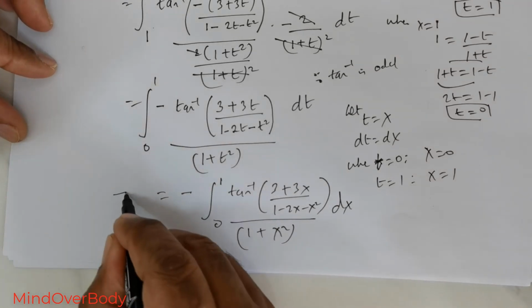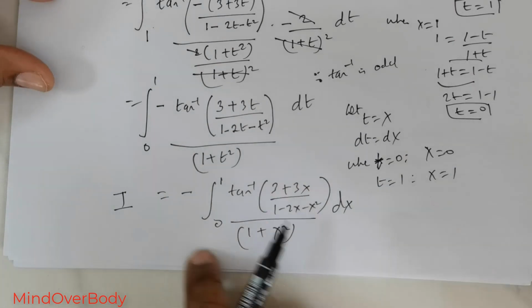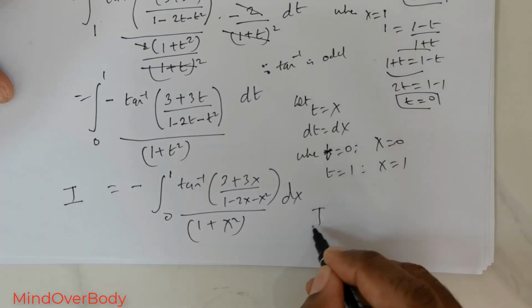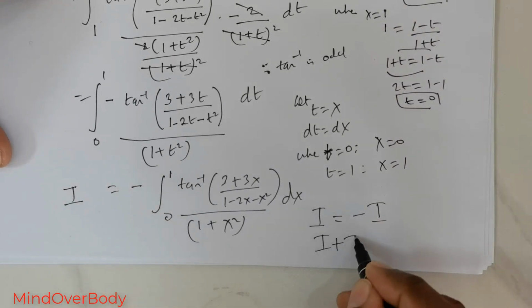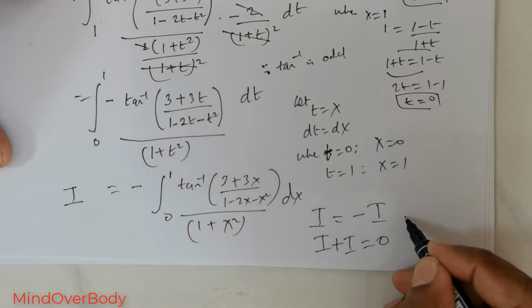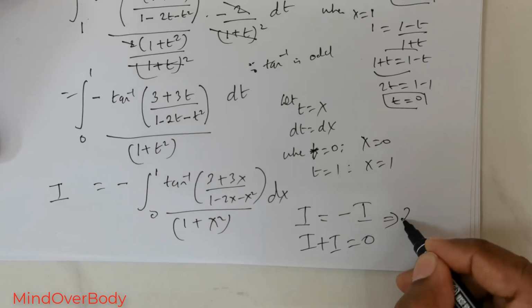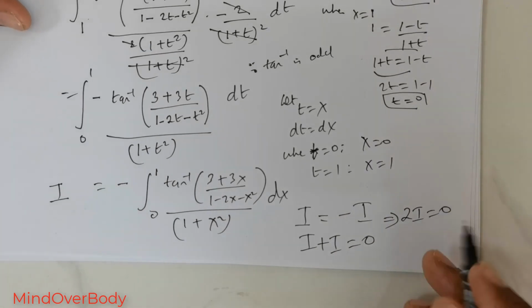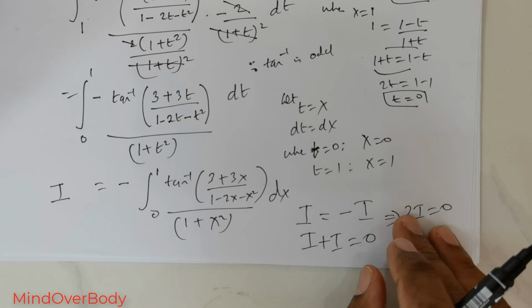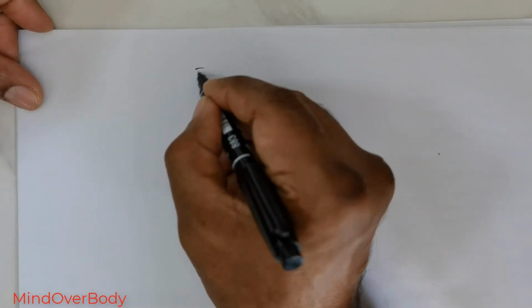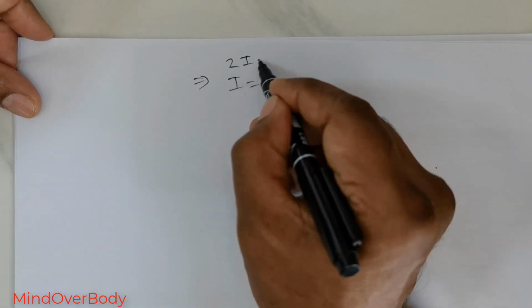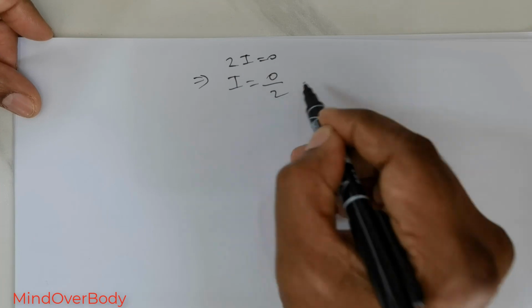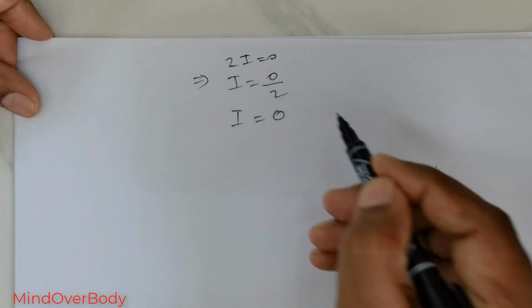But on the left hand side, what do we have? We have I. But what is this? This is also I. So I is equal to negative I. Push this to the other side. You get I positive I is equal to 0. So this means I added with I is 2 times I is equal to 0. But we need only I. So we start with 2I is equal to 0. So this means I is equal to 0 divided by 2. This means I is equal to 0.